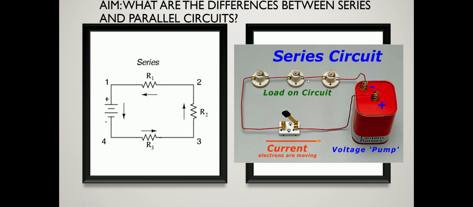All right, so again, these lamps are these resistors, right? R1, R2, R3, and this is the switch, and this is the battery. So that's a series circuit.